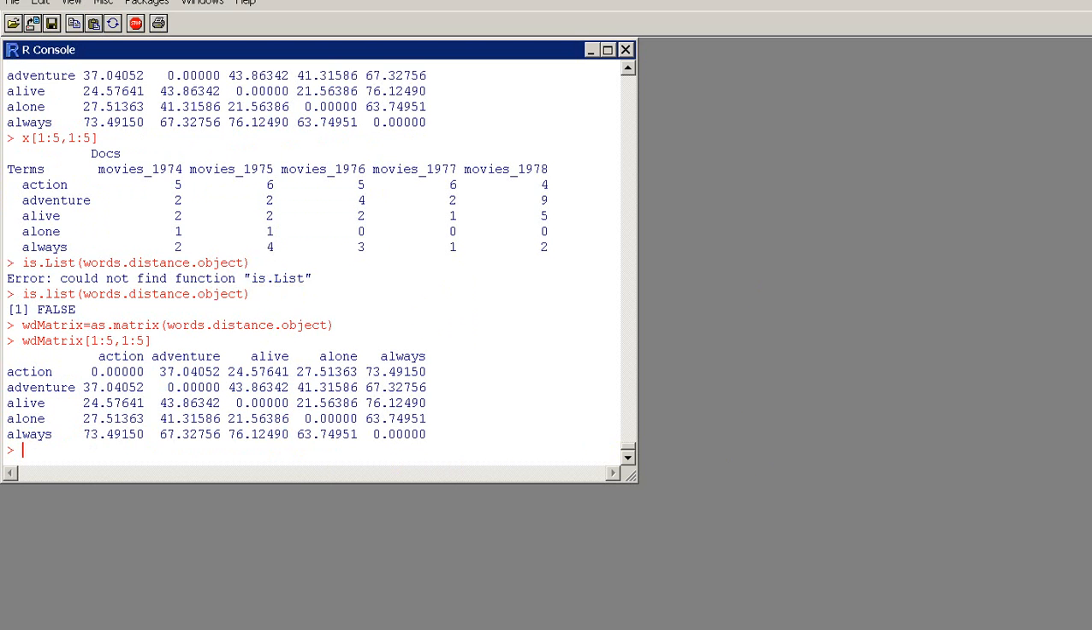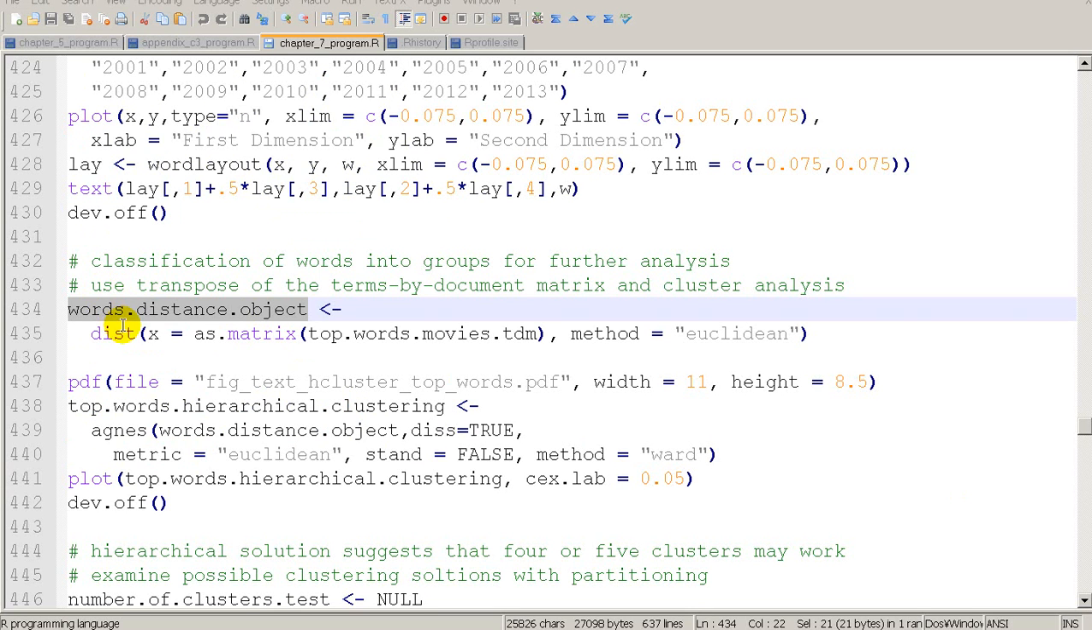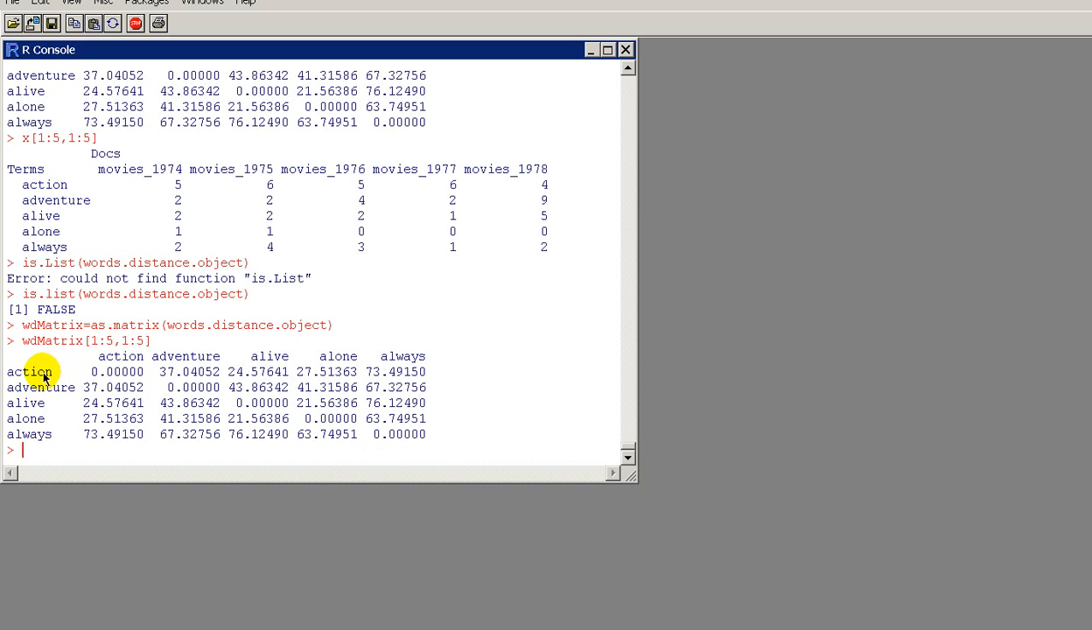Now, let me go back to the definition of it. So here's the definition of it. So it's a distance matrix. So in other words, it's got the distances between different things. So let's look at it again here. So you can see, what is it? It's the distance between the word action and the word adventure, the distance between the word action and the word alive, the distance between the word action and the word alone. Of course, the distance between the word action and action.